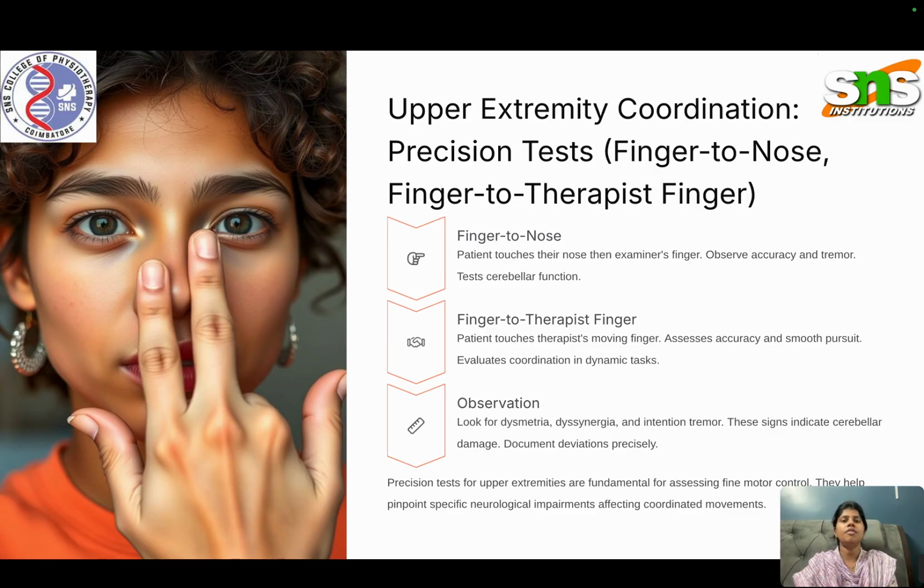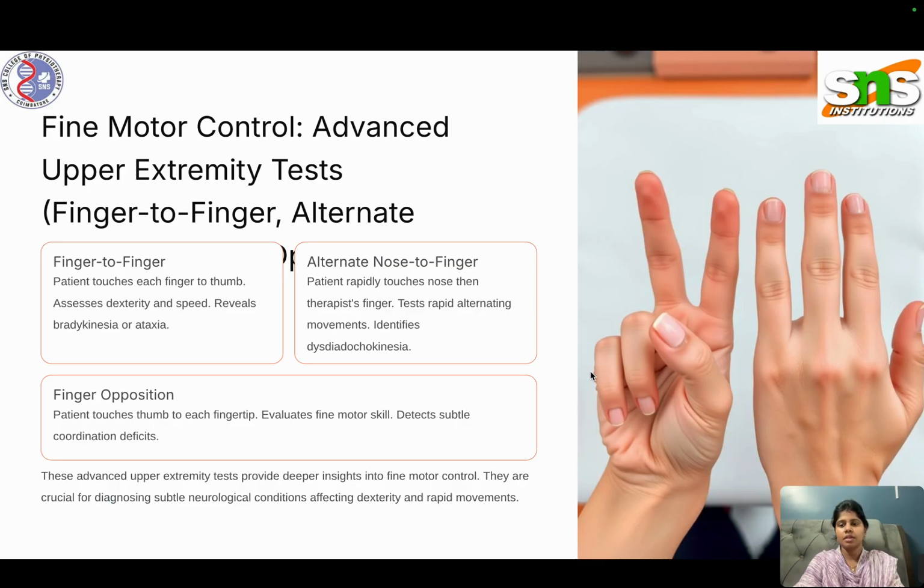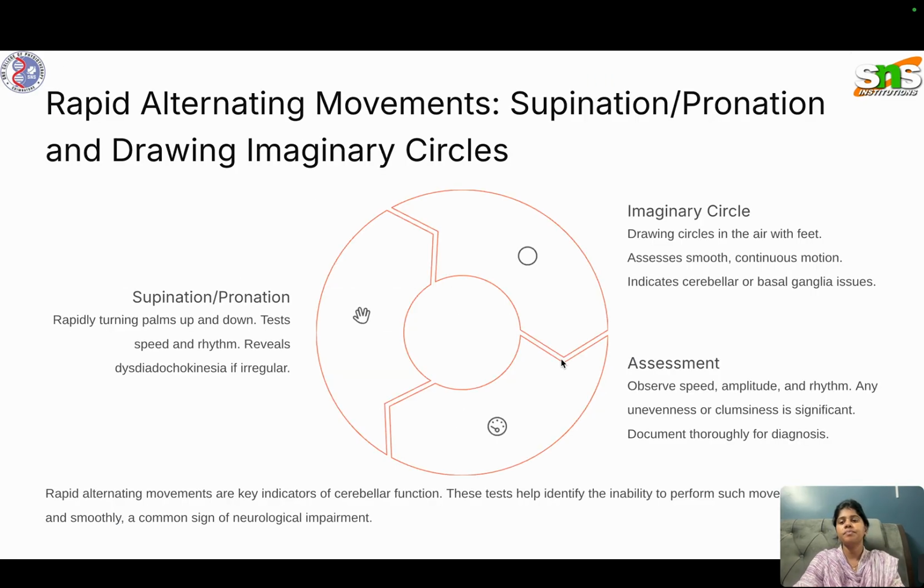The finger opposition test is also done. In this we'll be looking for any dysmetria, in the sense that usually a person is able to judge the distance to touch an object. If that is not present, it is called dysmetria. Other things like intention tremor and poor accuracy are also tested in such patients. This is what I've been talking about: the finger to finger, nose to finger and finger opposition tests in a detailed manner. Other tests like rapid alternating movements and lower limb tests are also done.